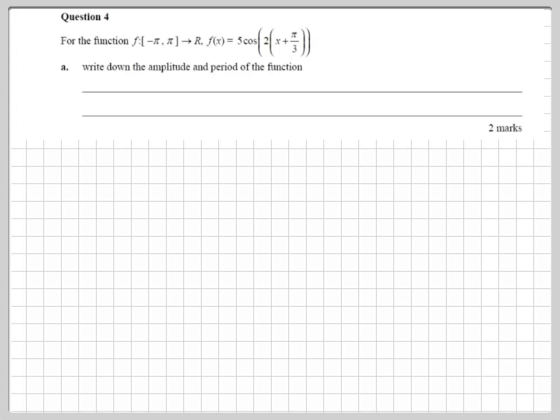The amplitude is 5 and the period is what? Come on. What is it? It's 2 pi over whatever that number is there, okay? That number is a 2, so it's 2 pi over 2, which means it's pi, isn't it? Yeah, that's 5. It means it goes up 5 and down 5 from the central axis, yes? And the period is 2 pi over 2, which is pi. There's 2 easy marks for you, okay?